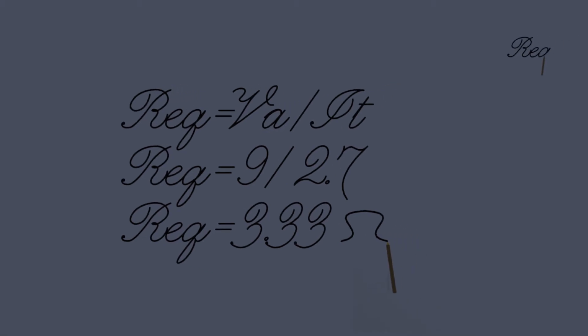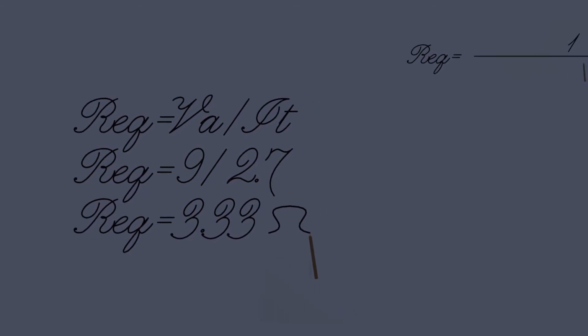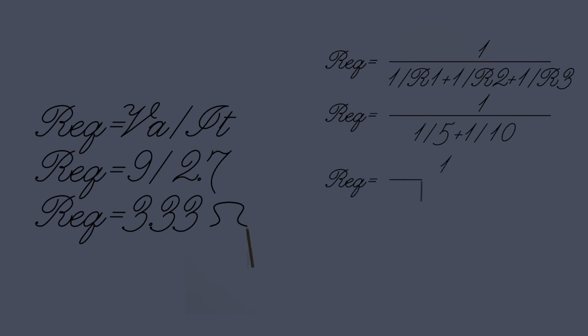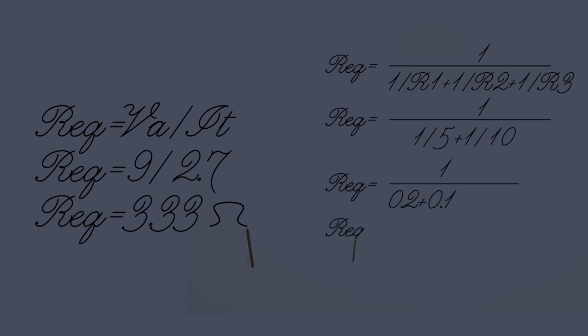We can also find R equivalent resistance by using the reciprocal resistance formula. R equivalent is equal to 1 divided by (1 divided by R1 plus 1 divided by R2). R equivalent is equal to 1 divided by (1 divided by 5 plus 1 divided by 10). R equivalent is equal to 1 divided by (0.2 plus 0.1). R equivalent is equal to 1 divided by 0.3. R equivalent is equal to 3.33 ohm.